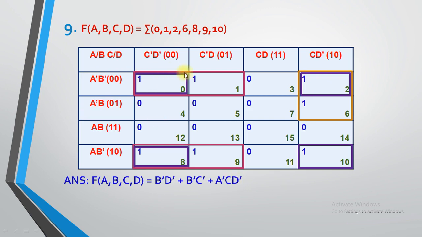Now consider the pink portion. Pink means these two boxes, 0, 1, 8, 9. You need to focus on the given cells only, 0, 1, 8, 9. So for this row and this row, the value is A dash, B dash, A, B dash. So A dash and A will not be considered, so only B dash, and in this, C dash, D dash, C dash, D. So for this particular B dash, C dash is the answer.